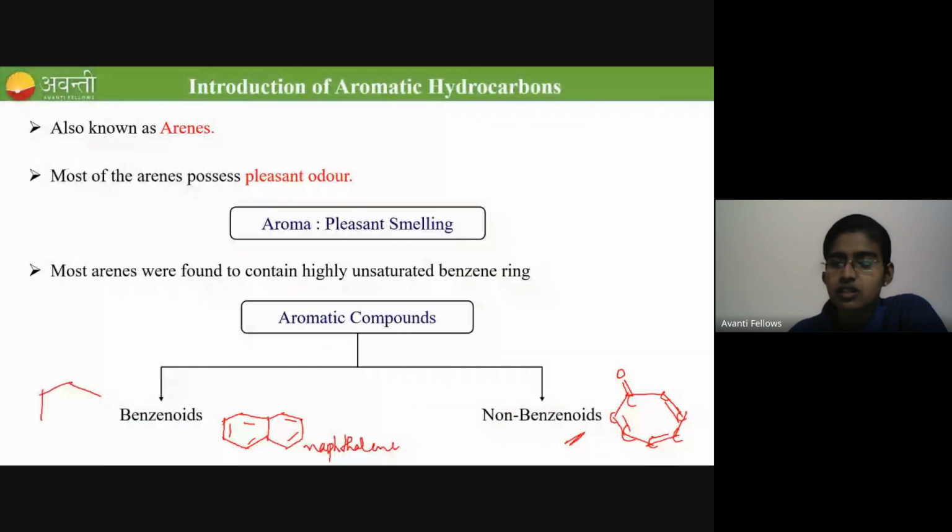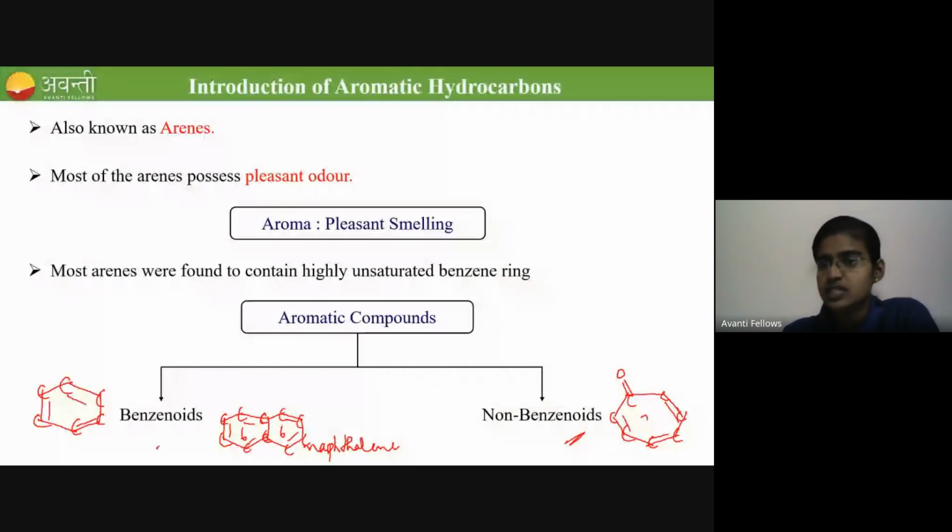Benzene is 6. This is naphthalene, which contains 2 benzene rings. Benzene contains only one ring, which contains 6 carbons. If 2 benzene rings are fused together, they produce naphthalene. Both rings contain 6-membered rings only, right? Here it is a 6-membered ring, and here also 1, 2, 3, 4, 5, 6. So these two are 6-membered rings and the other is a 7-membered ring. That's why this is benzenoid and this is non-benzenoid.